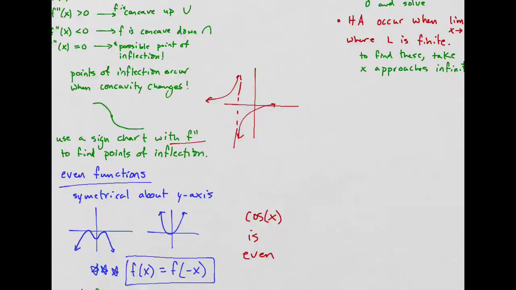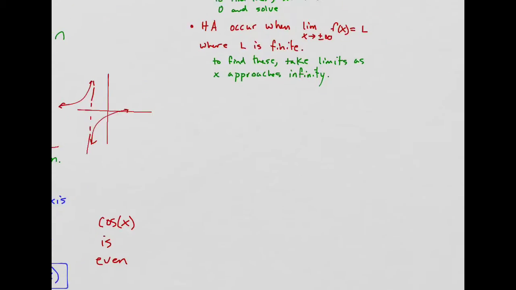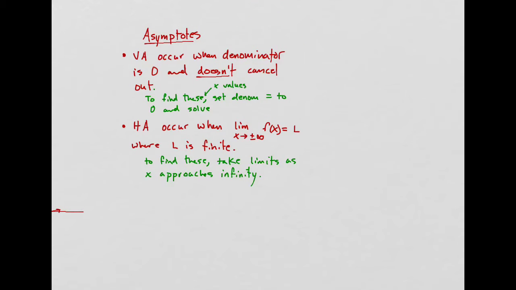And there you have it, children. That's the regular characteristics of a graph. Now we're going to look at vectors and polar stuff. Okay?